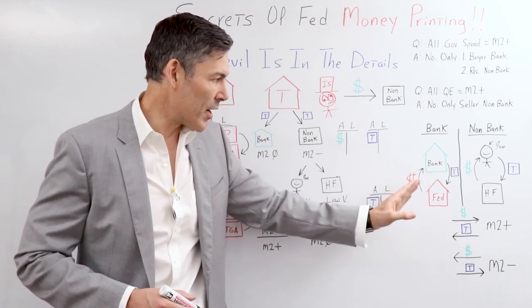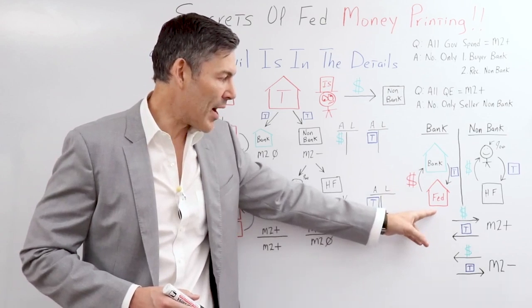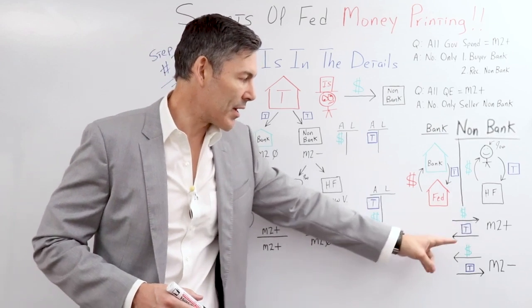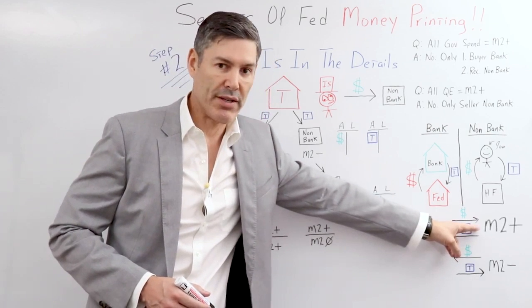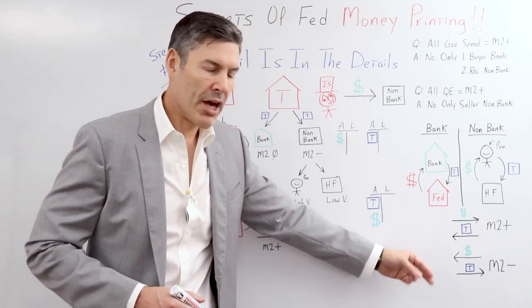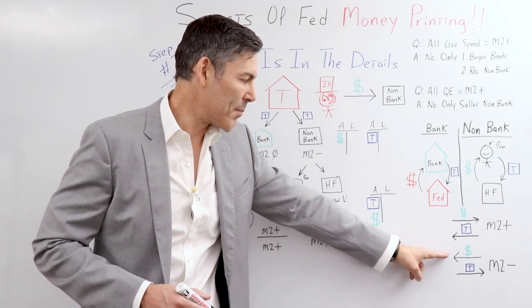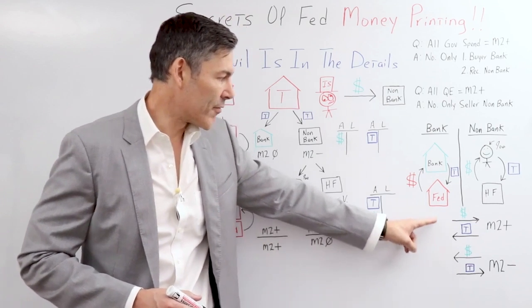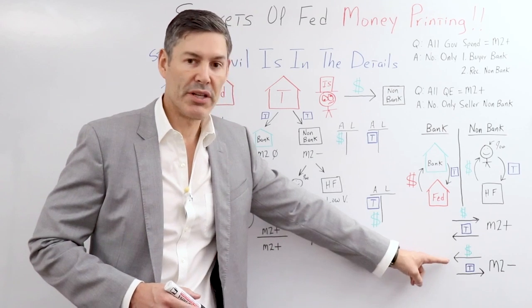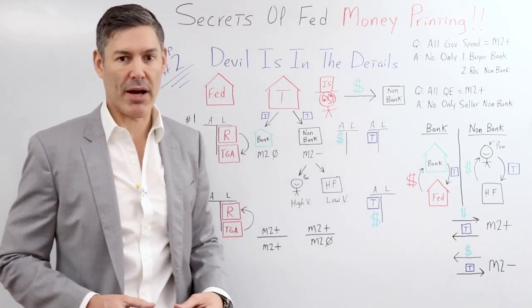So again, to reiterate, if a bank is buying an asset from a non-bank, this is going to increase M2 money supply. And the reverse is true. If a non-bank is buying from a bank, it's going to decrease M2 money supply.